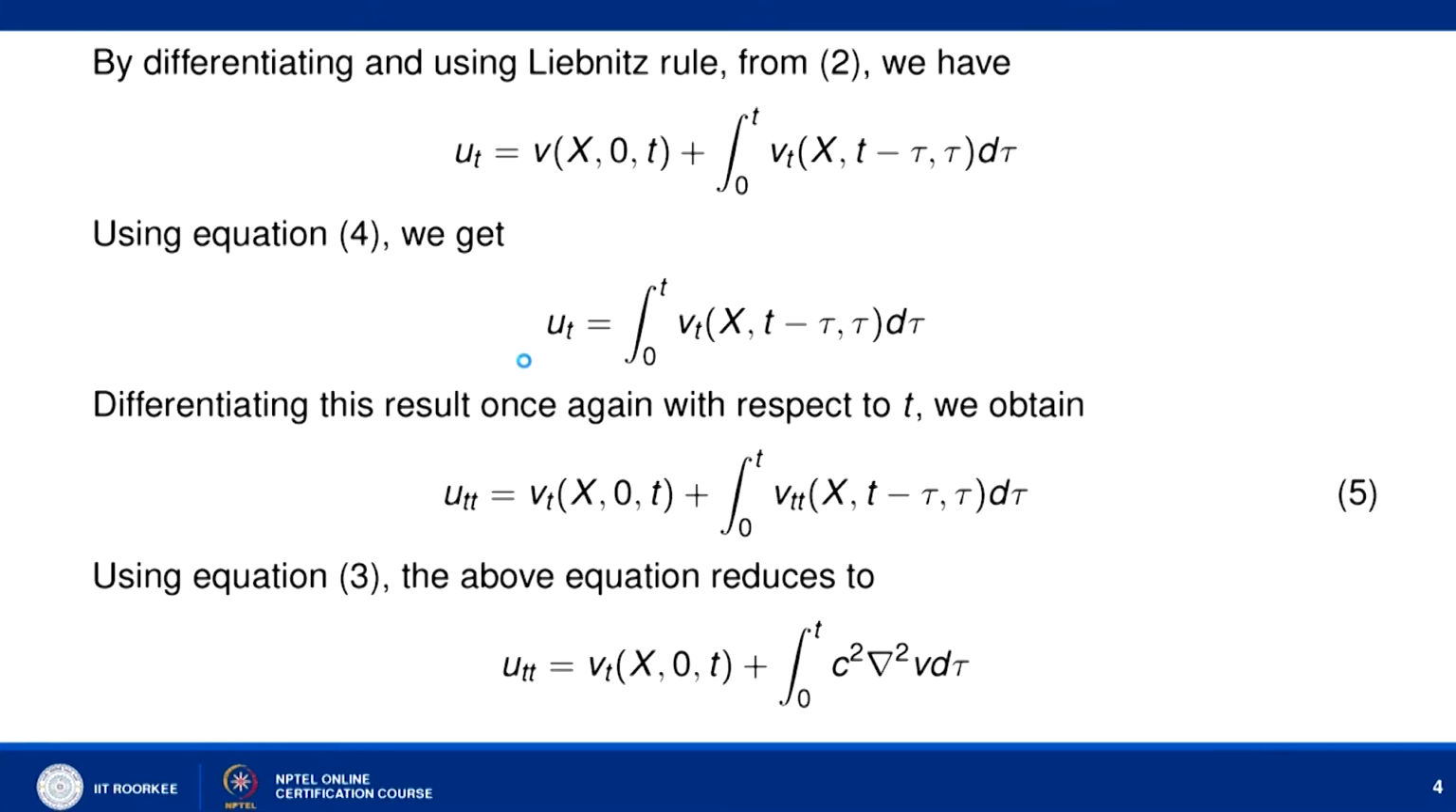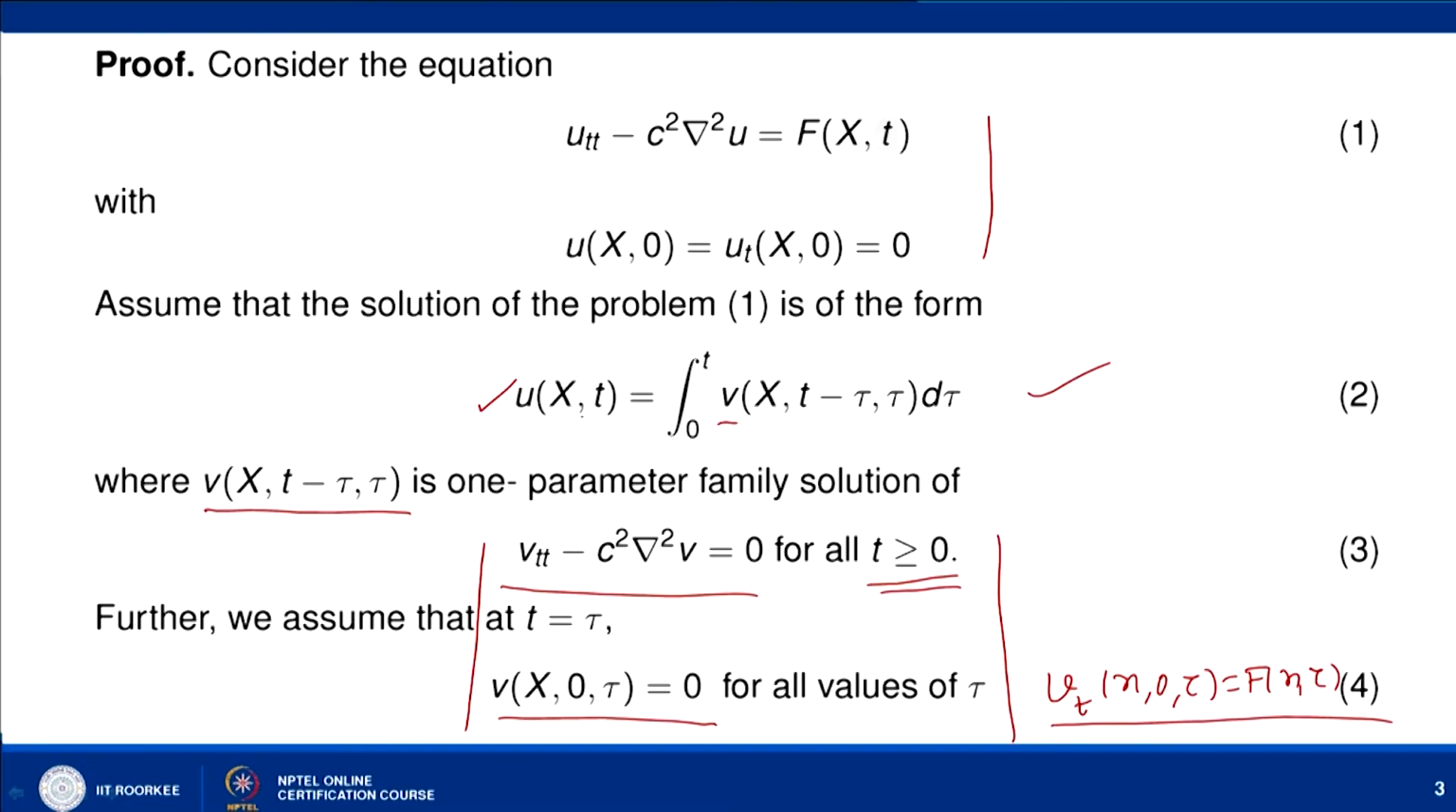Now let us differentiate this u with respect to t using the Leibniz rule. u(x,t) is equal to this, so we can write ut as the integral from 0 to t of Vt(x, t minus tau, tau) d tau plus, in place of tau, we put the value t. So we can write V(x,0,t), and here V(x,0,tau) is equal to 0 for all values of tau. So this will be cancelled out. So we have ut equal to the integral from 0 to t of Vt(x, t minus tau, tau) d tau.